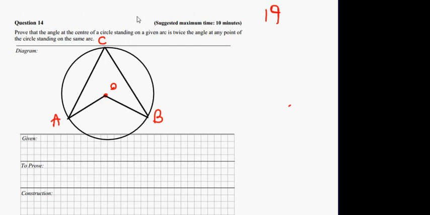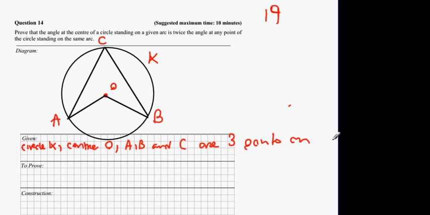Now it asks you what you're given. Okay? So what we're given is a circle K. I'll write up here, circle K. You can make up any letter you want: circle L, circle M, centre O. Okay. ABC are 3 points on K. Alright.